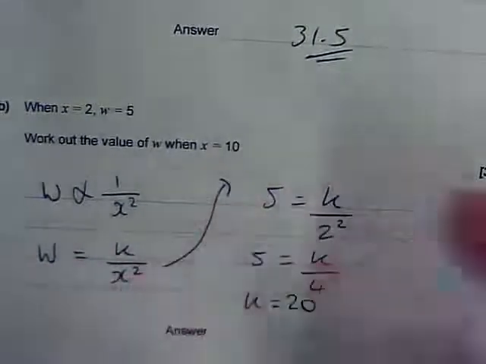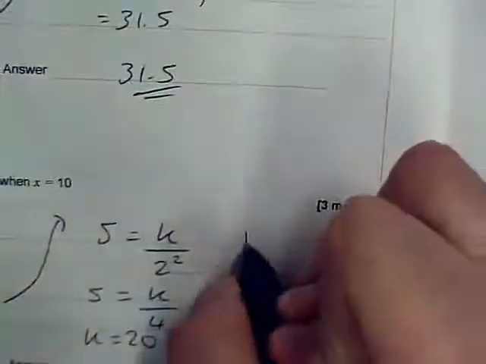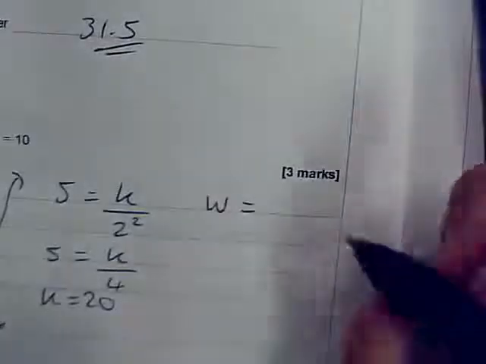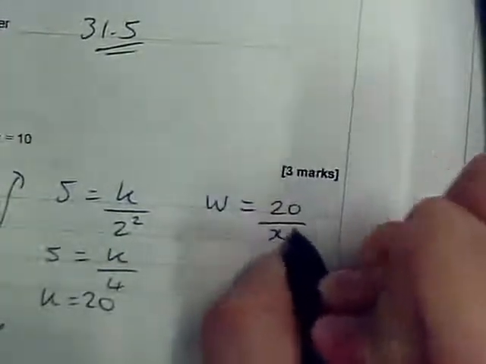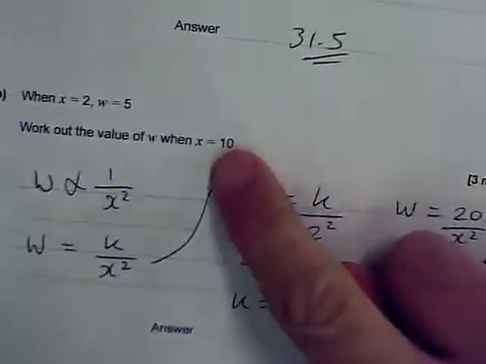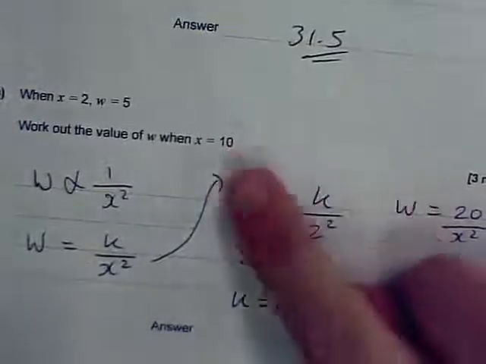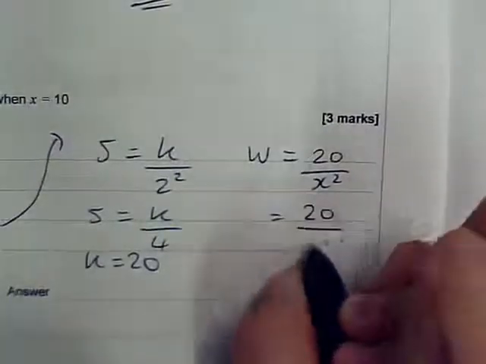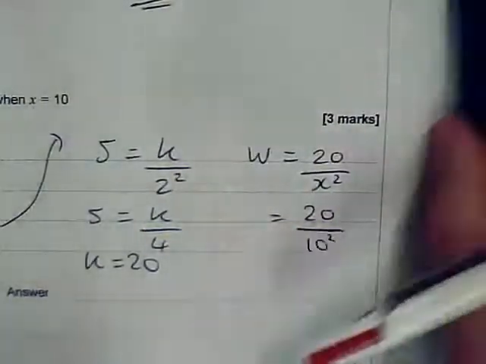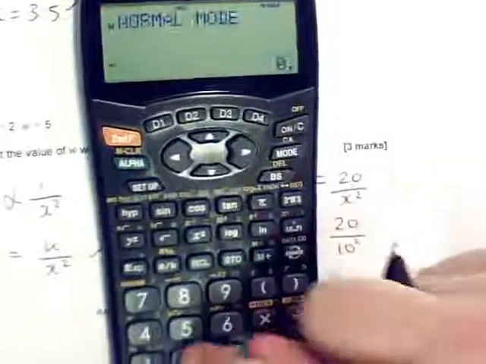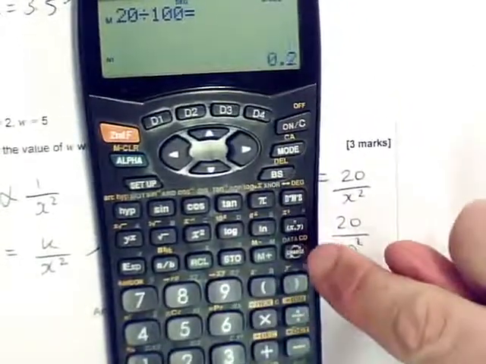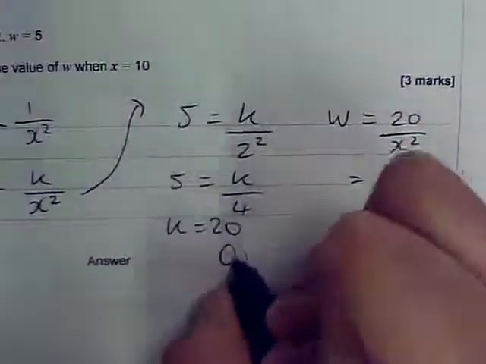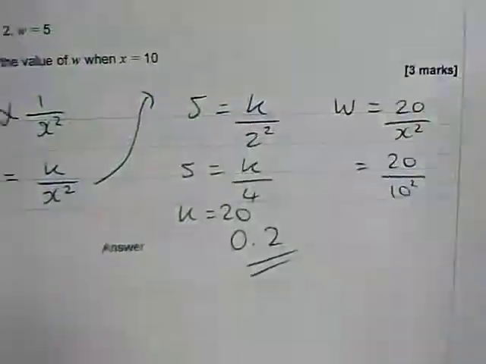That's my formula, remember, that I've come up with. So I've got W equals K, which I know is 20, over X squared. I'm now going to use that to help me work out my answer. Work out the value of W when X equals 10. So I'm going to do 20 divided by 10 squared, which I know is 100. So 20 divided by 100 comes out at 0.2. So I can see that W is going to be 0.2.